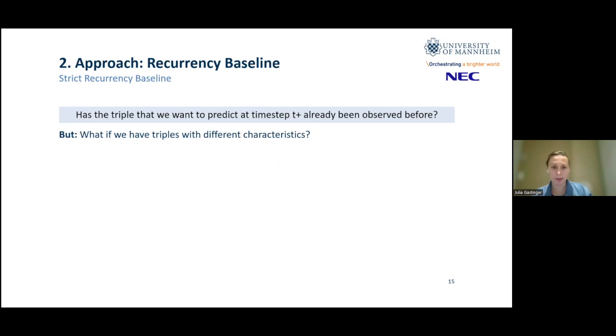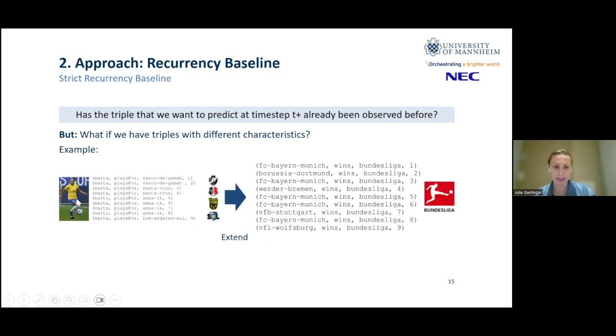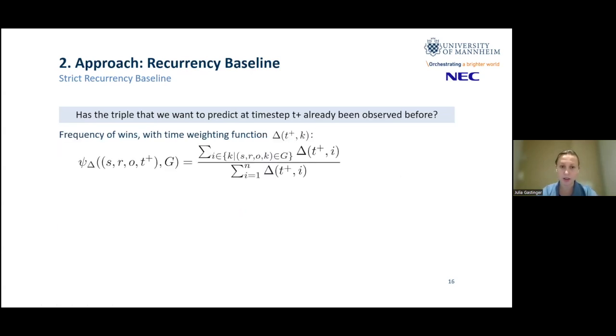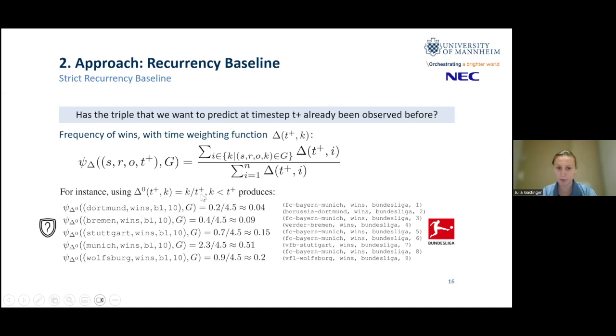However, it could also be that we have triples with slightly different characteristics. So let's now assume we extend our example with other football clubs, soccer clubs that win the Bundesliga, which is a German soccer tournament. And now we want to predict which club will win the Bundesliga in the next time step. Instead of just saying, well, the same as last year, we would probably do something more like, the club that wins most times will win the Bundesliga again. And that's why we extend our scoring function to also take into account the frequency of wins. So if we still use the same time weighting function, but also take into account the frequency of wins, we get these kind of scores for the different clubs. And we would assign the highest scores to clubs that won most often and most frequently.